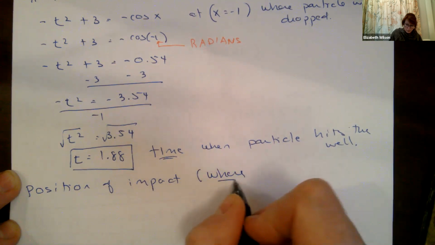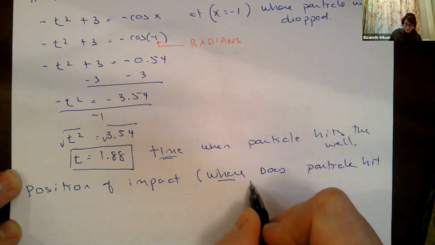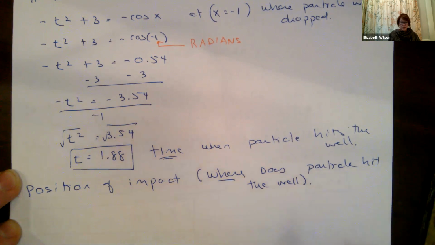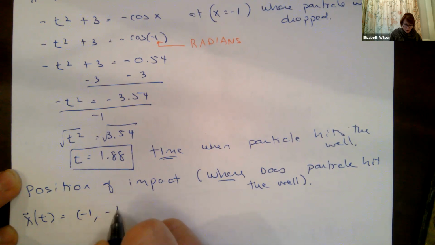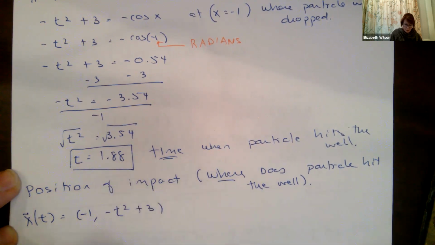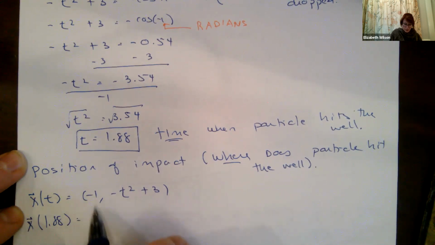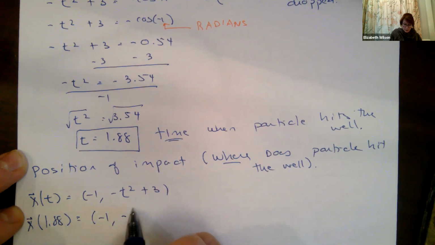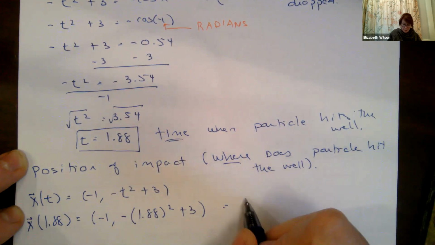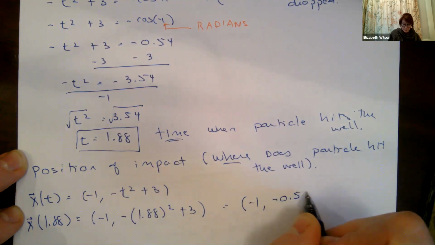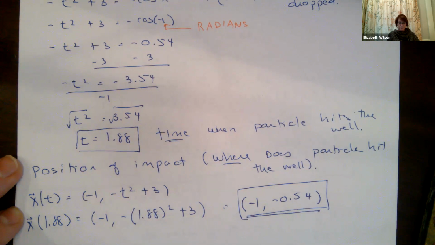Where does the particle hit the well? Right? So I take my x of t. Remember, x of t equals -1 minus t squared plus 3. And I plug in t equals that. So this is going to become x of 1.88. That doesn't change on my x. So -1 minus 1.88 squared plus 3. So my position of impact is -1 minus 0.54. Okay, so that's when it first hits.